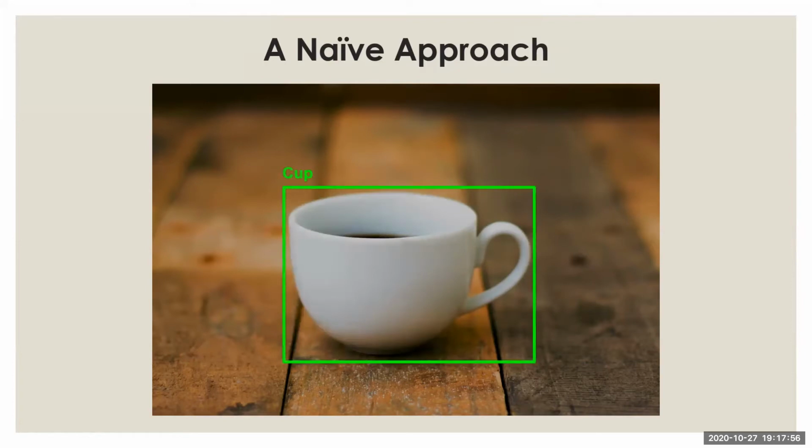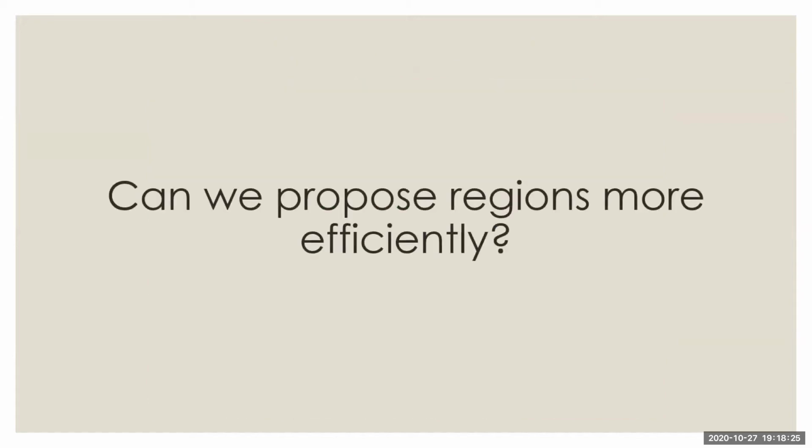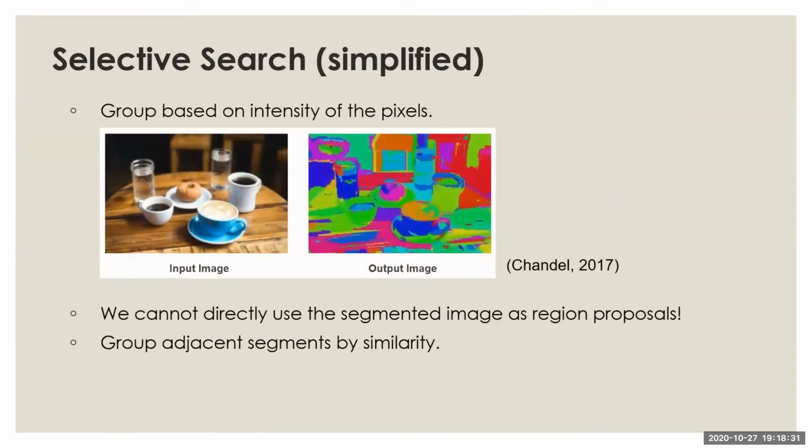So this is actually doable in real life, but as you might know, it's a very slow process, right? Because imagine how many regions you have to create out of this. You're going to have multiple objects, and the objects will be of different sizes, so you're going to have to guess a lot of regions, maybe even hundreds of thousands of them. So even though this is doable, this is not how we do it in real life. Now the question is, can we actually propose regions more efficiently? Well, there are algorithms in the real world for doing that, and the one that we're going to look at today is called selective search.